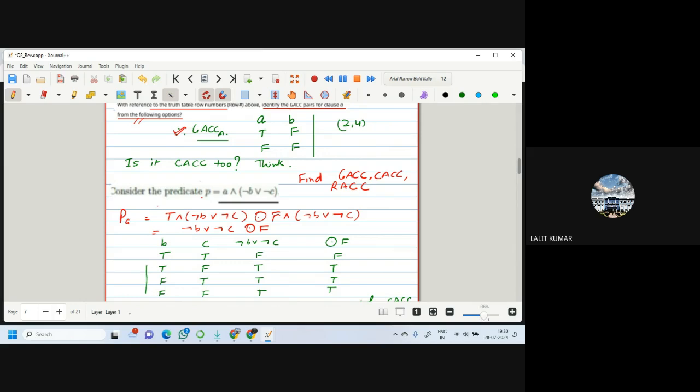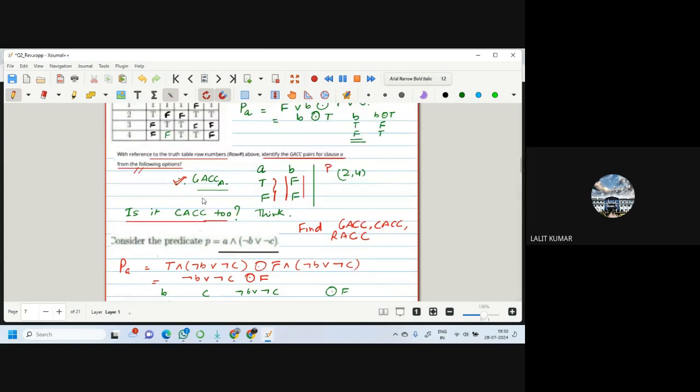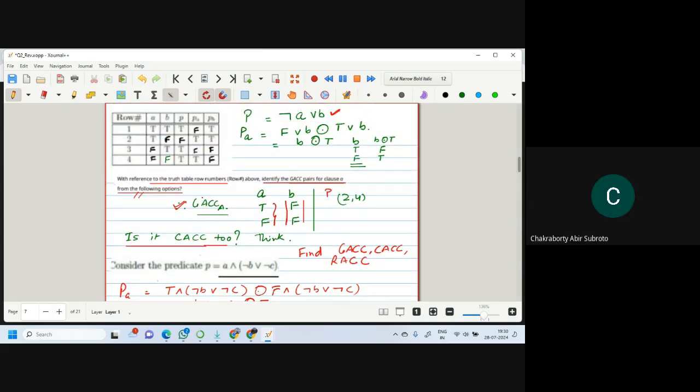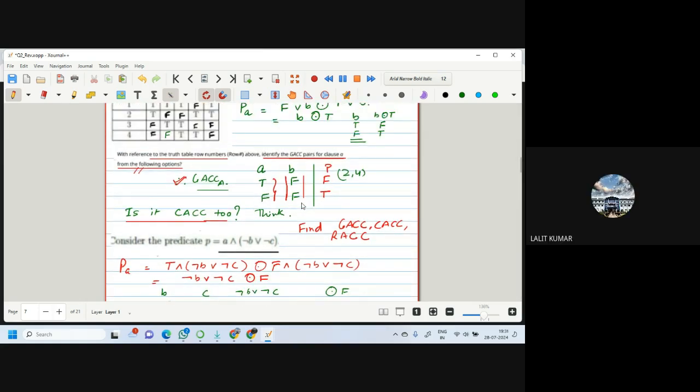In this case, I asked, is it CACC also? Yes, it is CACC, because B is remaining the same. Only A is changing. So it is CACC also. Predicate is different here. And it will be RACC also, right?